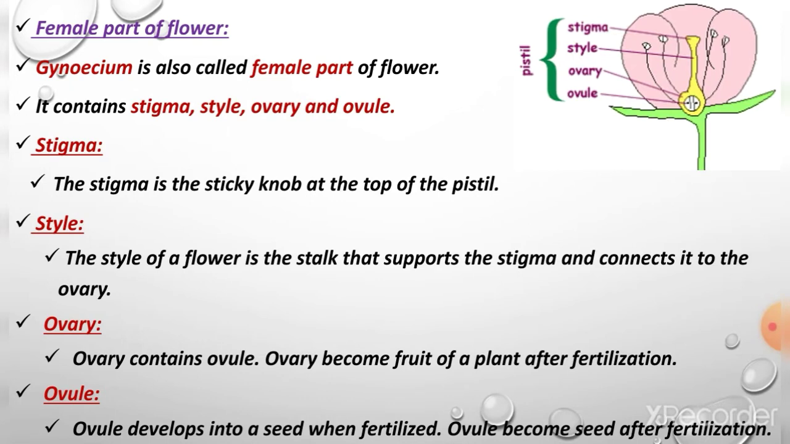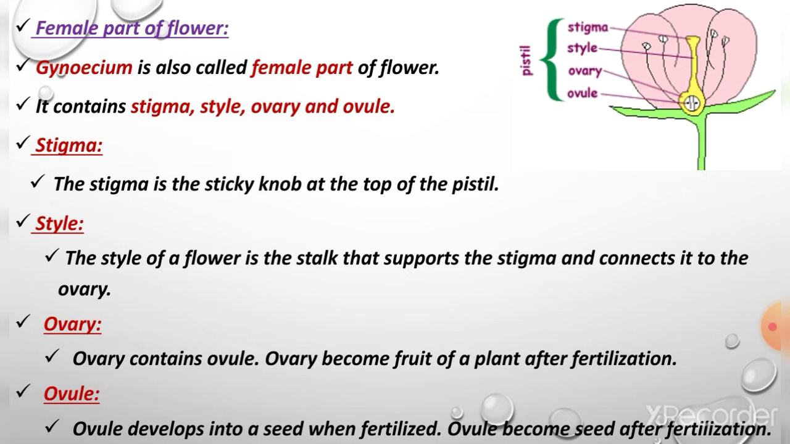Next, the female part of the flower. As we told you already, androecium is known as the male part of a flower. Gynoecium is known as the female part of a flower. It contains stigma, style, ovary and ovule.